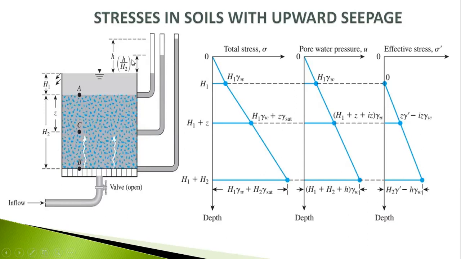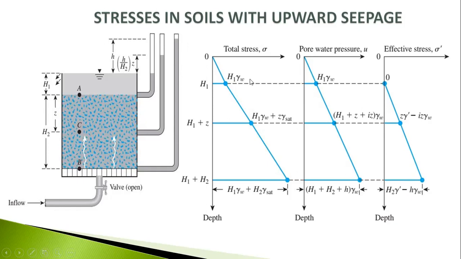So for C portion, we will find this height. This H by H2 is basically termed as I, the hydraulic gradient I. So we found Iz for C portion. Iz is increased. For B portion, basically the total head, small letter h, is increased. So basically we found this one, a small letter h. So how much effective stress do we have to calculate?